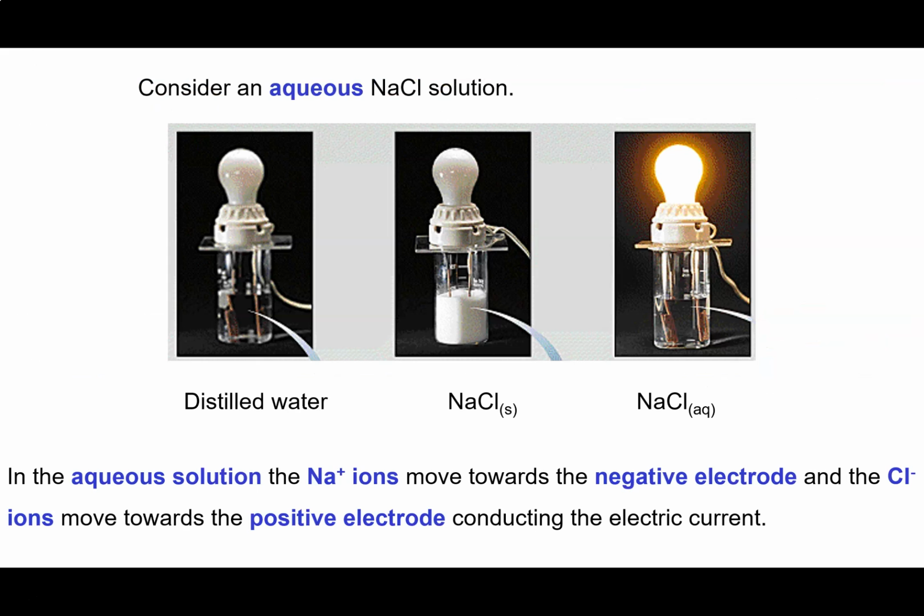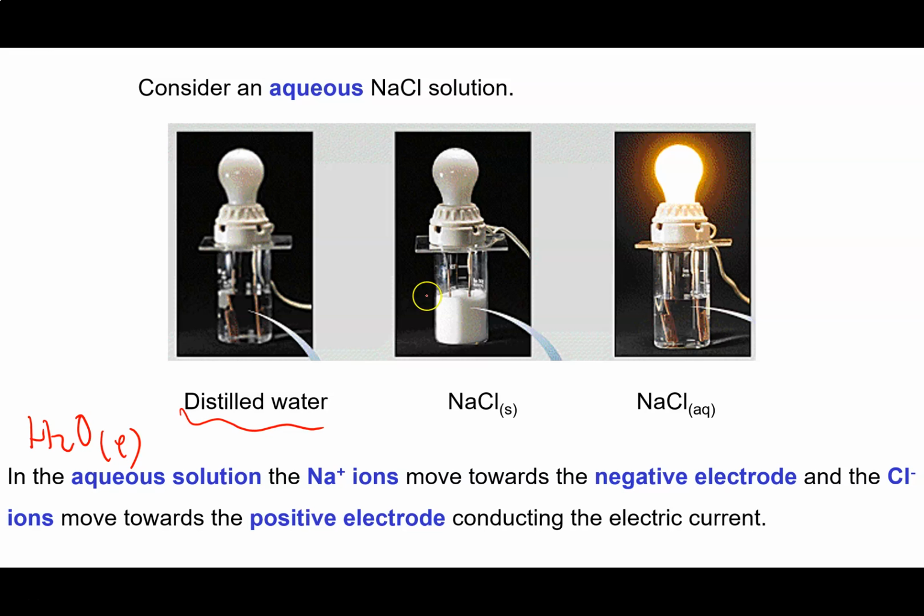So we can kind of see this. If we just have a sample of distilled water, that won't conduct electricity. Water is not electrically conductive because all we have present are electrically neutral water molecules. And we need mobile charged particles in order for something to conduct electricity.